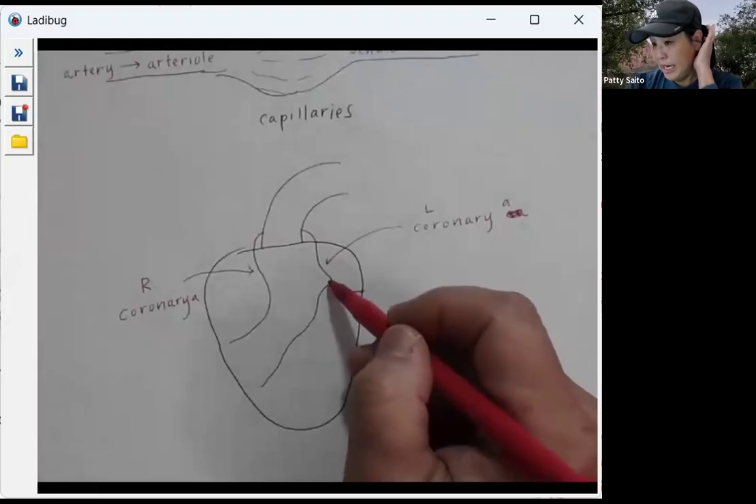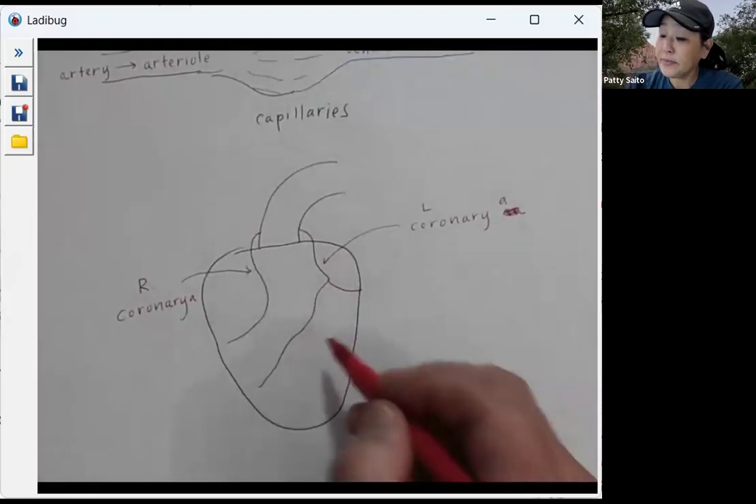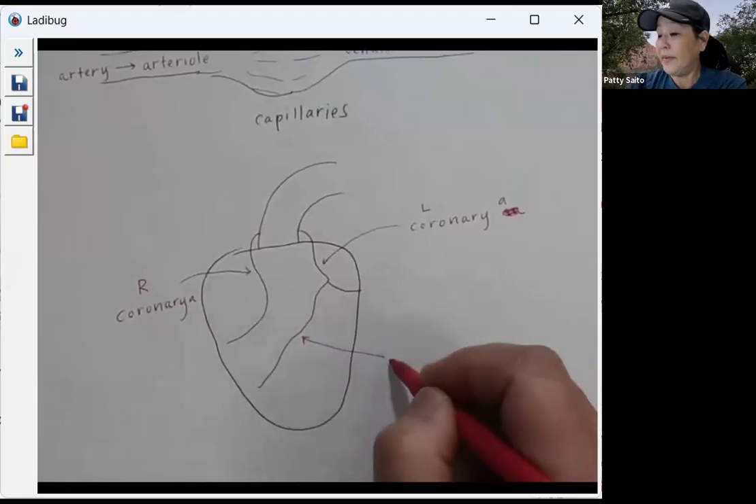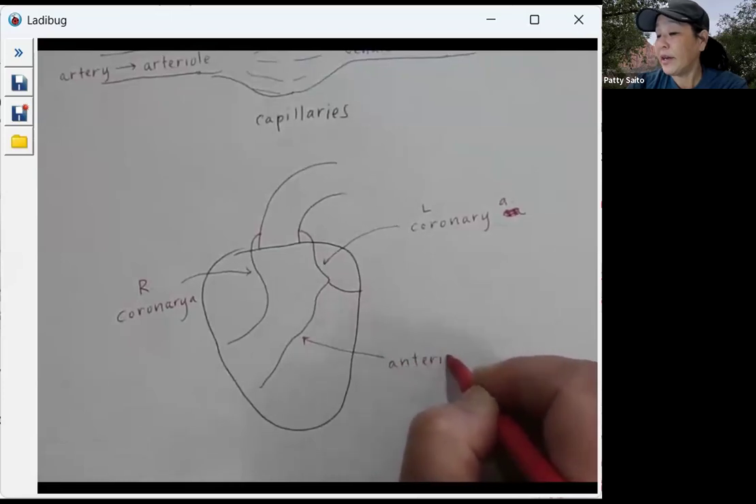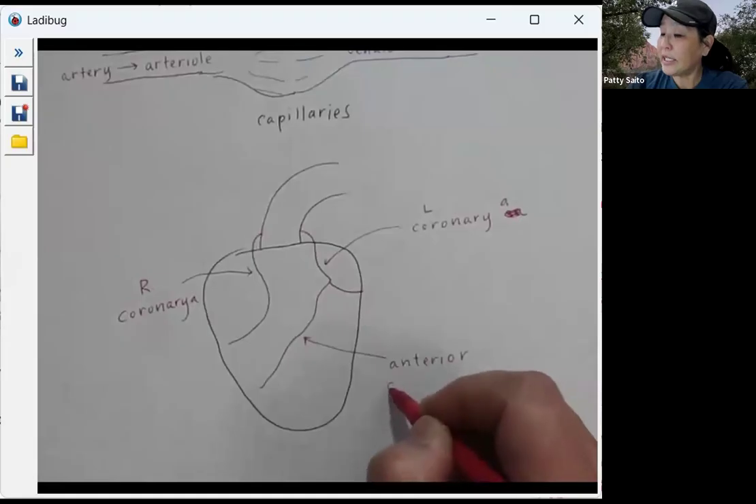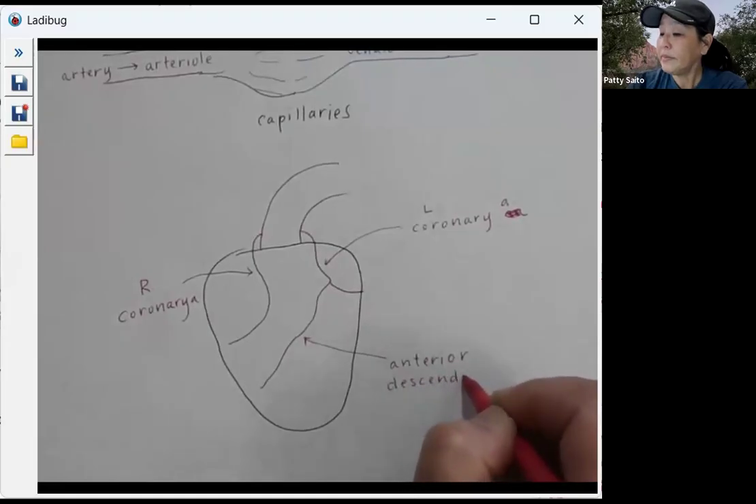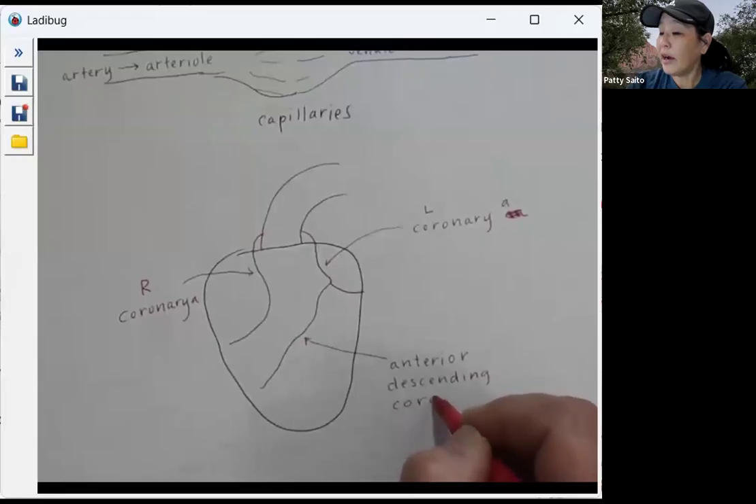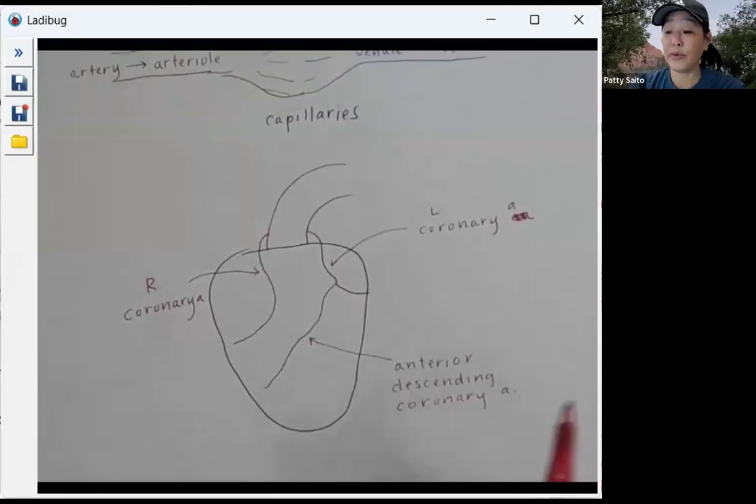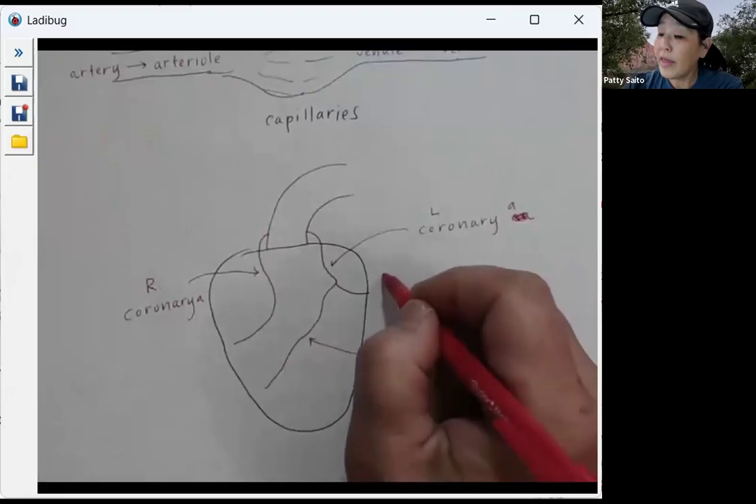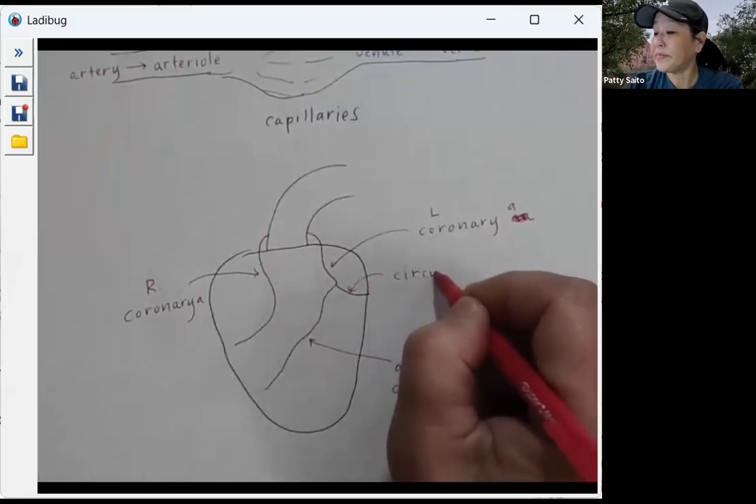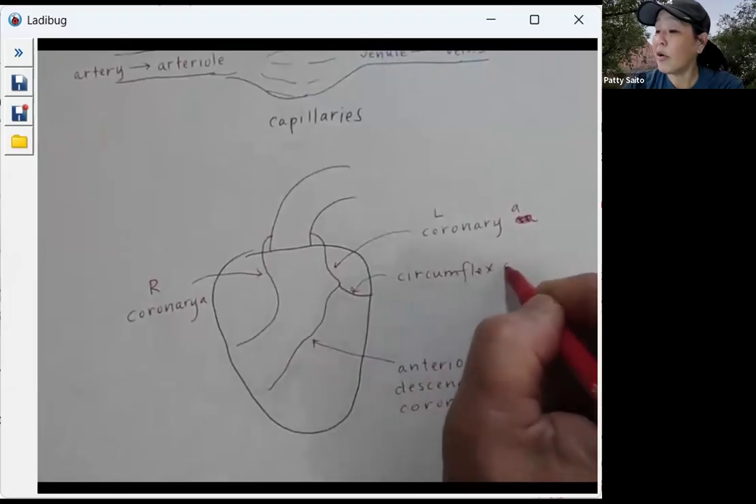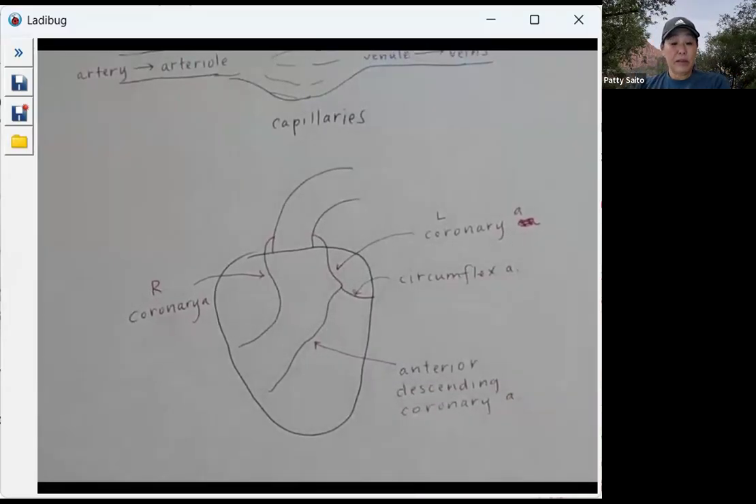Now, the left coronary artery branches, and it has different names. The anterior descending coronary artery, or the interventricular coronary artery. And this one's called the circumflex. These are all coronary arteries, and they are taking blood to every cell of the heart.